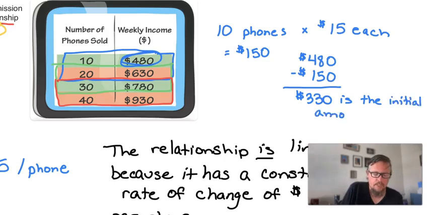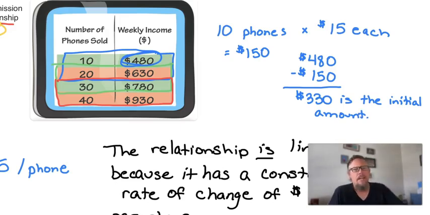And what does the initial amount mean in this problem? The initial amount is how much I get paid even if I don't sell any phones at all. If it's a bad week and nobody's buying phones, I'm not working for free. I'm not just hanging out at the cell phone shop. They still pay me. I just don't get paid as much as if I had sold phones. This is what's called working on commission. You get paid a little bit just for showing up and being in the store, but then every time you sell something, you get paid a little bit more.